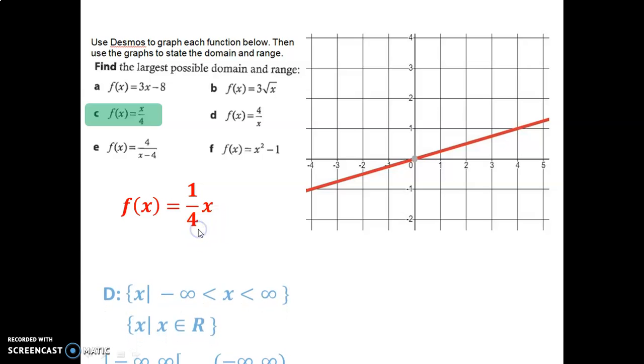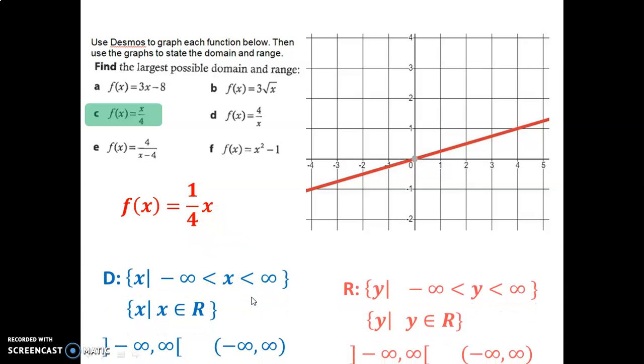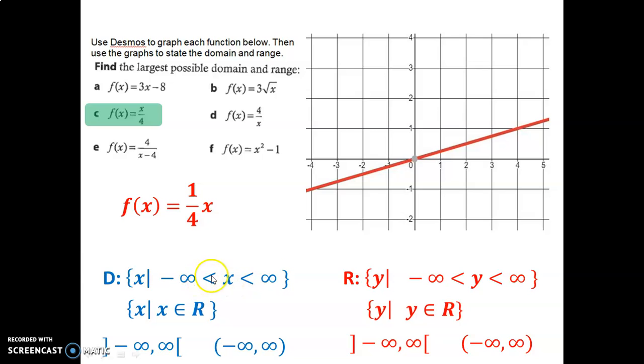And just like the last linear one, we have a domain and range that are easy to see. It's all values, negative infinity to positive infinity, or x is an element of the real numbers. We talked about that. Or again, all this is the same as the first one we looked at. So take a moment to look, and let's go on to the next one.